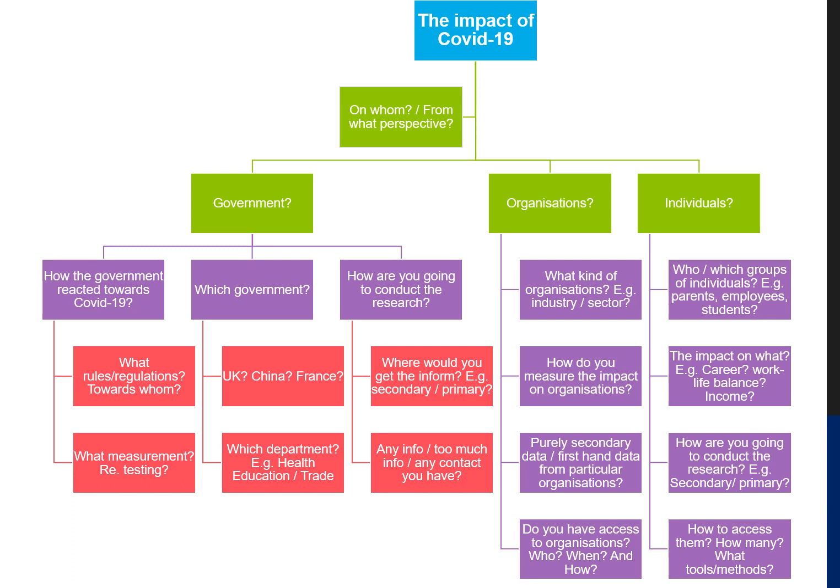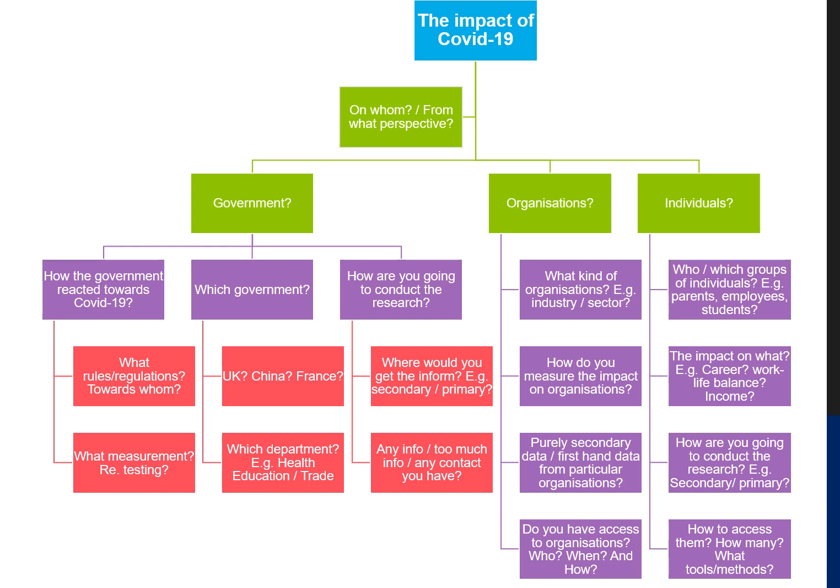And again, if you do research with the government, you have to think about how you are going to do it. Would you just find the information online as secondary research? Or would you have to talk to somebody, Prime Minister Boris Johnson, about the decisions made or the thinking behind this decision? So whether it's doable, whether it's possible, achievable. Yeah, so these are the things you have to consider.